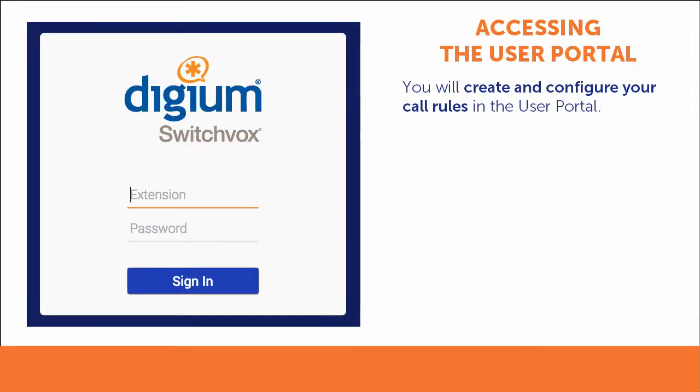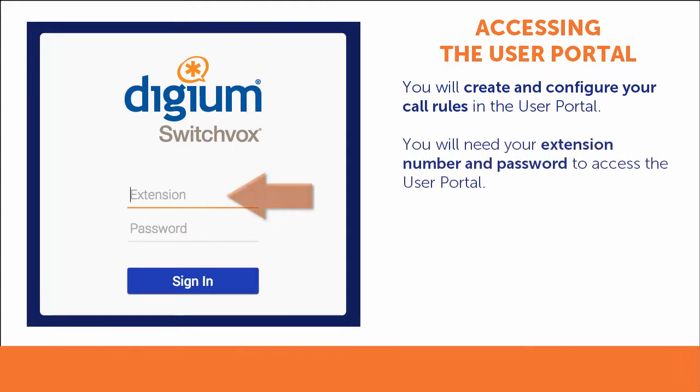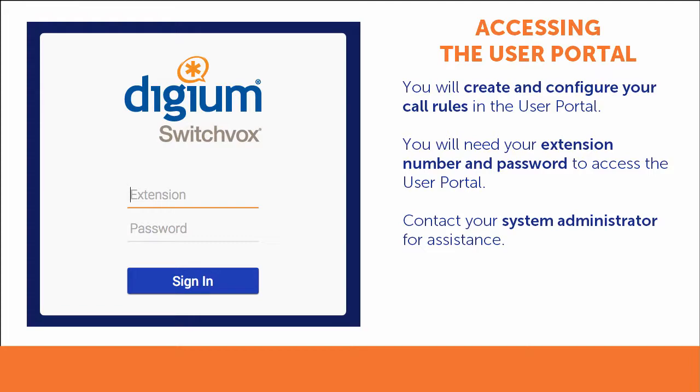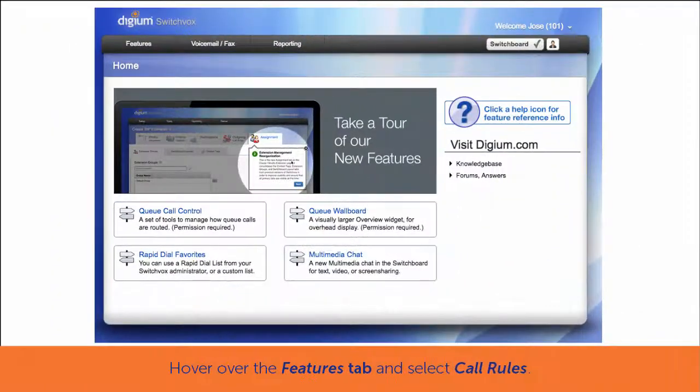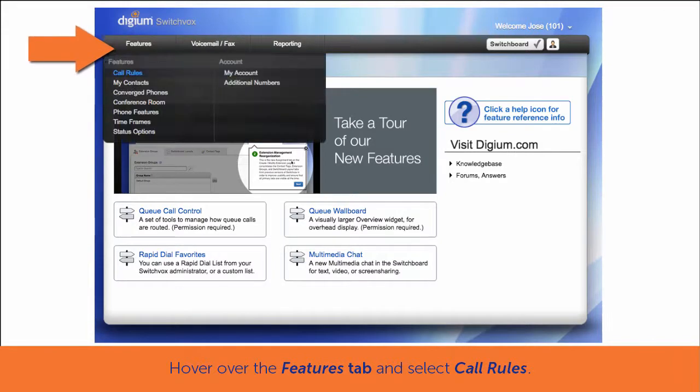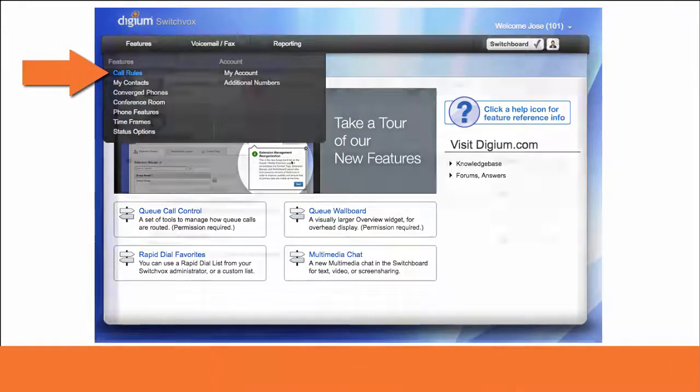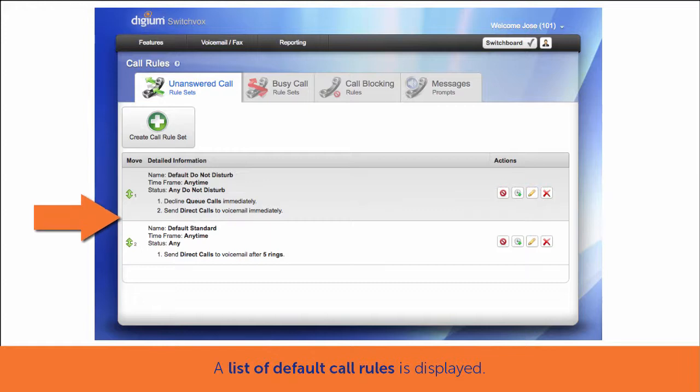To create and configure your call rules, first access the user portal. You will need your extension number and password. If you do not have this information, contact your system administrator. Once you have logged into the user portal, hover over the Features tab and select Call Rules. A list of your default call rules is displayed, including rules for when to send unanswered calls to voicemail and what to do with your calls when your status is set to Do Not Disturb.